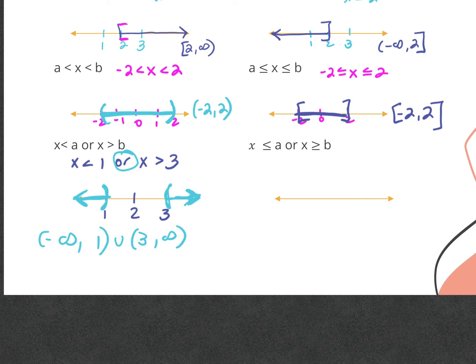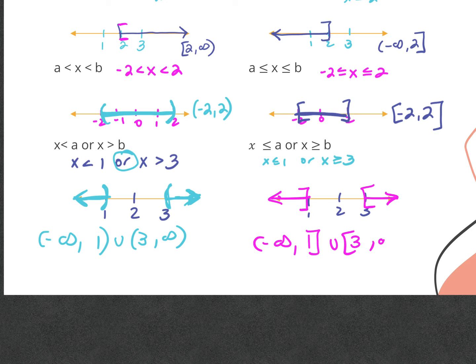So then the last one is like x is less than or equal to 1, or x is greater than or equal to 3. This would be that 1, 2, 3, bracket on the 1 pointing to the left for less than, bracket on the 3 pointing to the right for greater than, and then it'd be negative infinity to 1, union 3 to positive infinity.